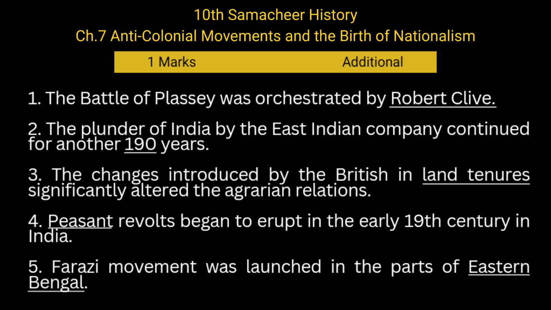The Battle of Plassey was orchestrated by Robert Clive. The plunder of India by the East India Company continued for another 190 years. The changes introduced by the British in land tenures significantly altered the agrarian relations.